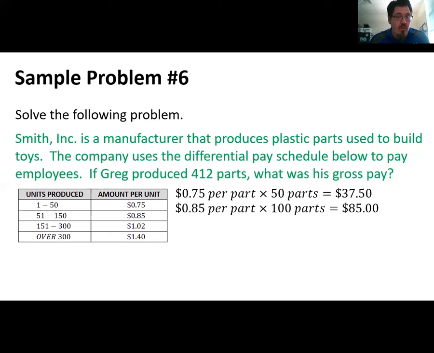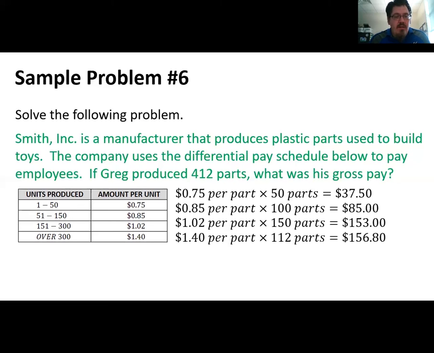Again, we have to get up to 412. So now we go to the next one. For the next 150 parts, from 151 to 300, he's getting paid $1.02 per part. So we multiply $1.02 times 150 to get $153. And we're up to 300 parts produced. So now we get to that over 300 range. In the over 300 range, he produced 112 parts. If you add up the number of parts, that gets us our 412. For those 112 parts, he was getting paid $1.40 per part. We multiply the rate times the number of parts, and we get $156.80.